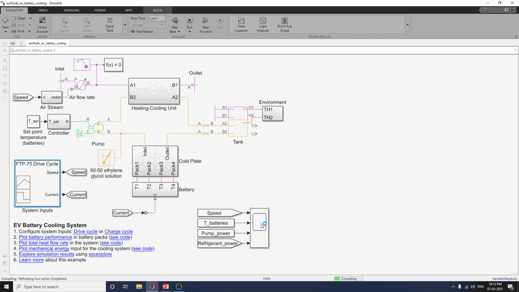You can see the configure system inputs is drive cycles or charge cycles. You can also see the battery performance, also see the heat flow rate and mechanical energy input for the cooling systems.